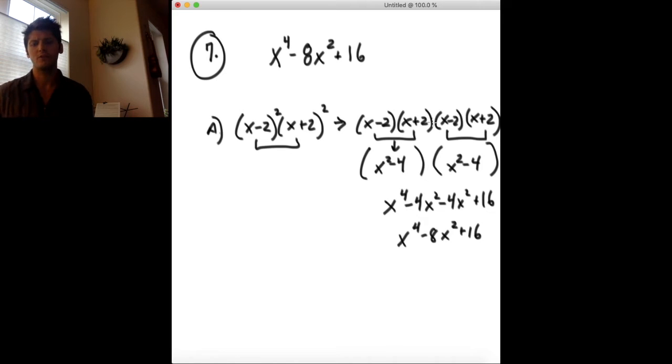So let me explain to you why it was so important that I noticed that, and then we're going to talk a little bit more about 7, so bear with me. If I didn't notice that, let's say that I just did (x minus 2). I'll write it out like this. (x minus 2), (x minus 2), (x plus 2), (x plus 2).